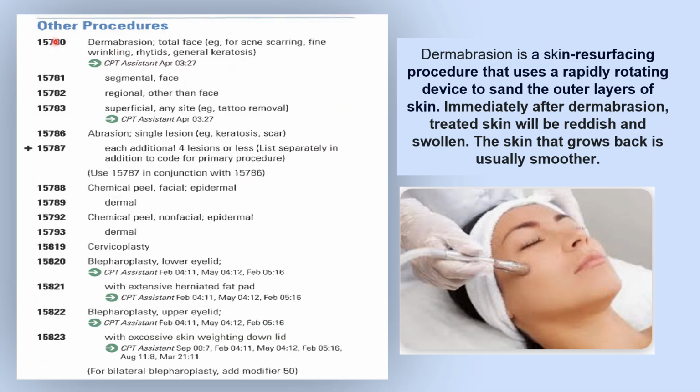Now the next heading is other procedures. Under that there are various procedures that they have described. One is dermabrasion, which is nothing but a skin resurfacing procedure that uses a rapidly rotating device to sand the outer layer of the skin. They have been asking for this definition, that's why I have quoted it here. Besides that, there is abrasion, then chemical peeling, then cervicoplasty and blepharoplasty. I'll be talking in detail about blepharoplasty because they have asked many questions on this.